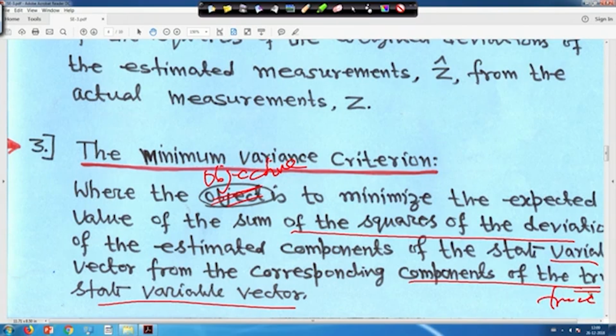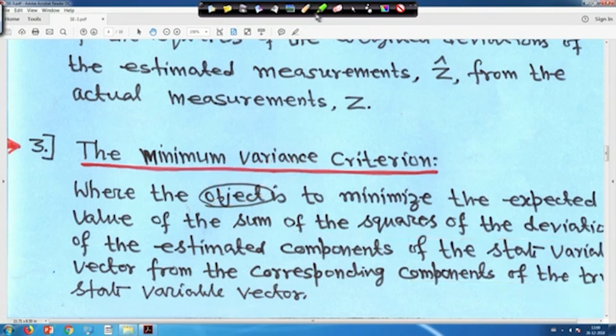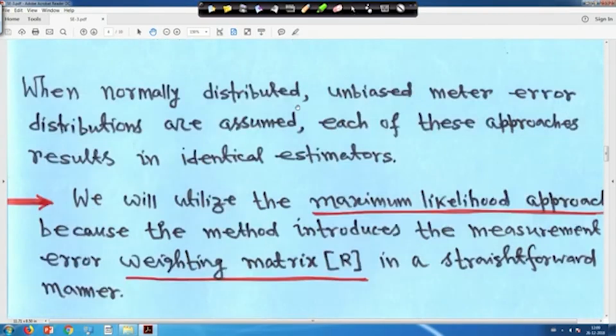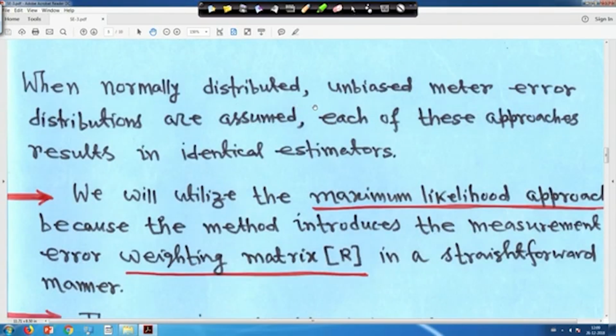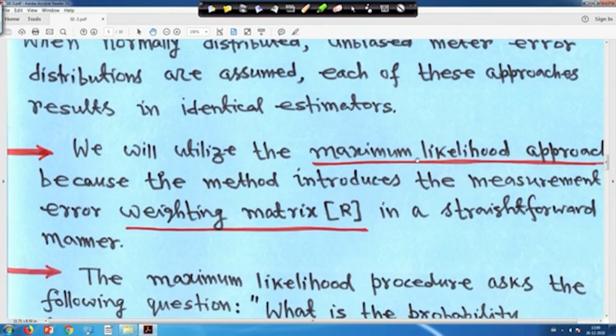So, that is actually these 3 different criteria you have, and we have to follow certain things, right, a certain mathematical procedure. Now, when normally distributed, that is unbiased measurement error distributions are assumed, each of these approaches results in identical estimators, right. We will utilize the maximum likelihood approach because the method introduces the measurement error weighting matrix R.